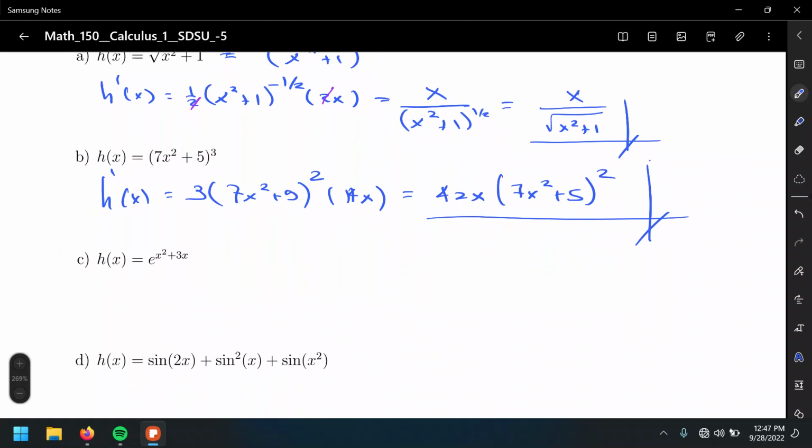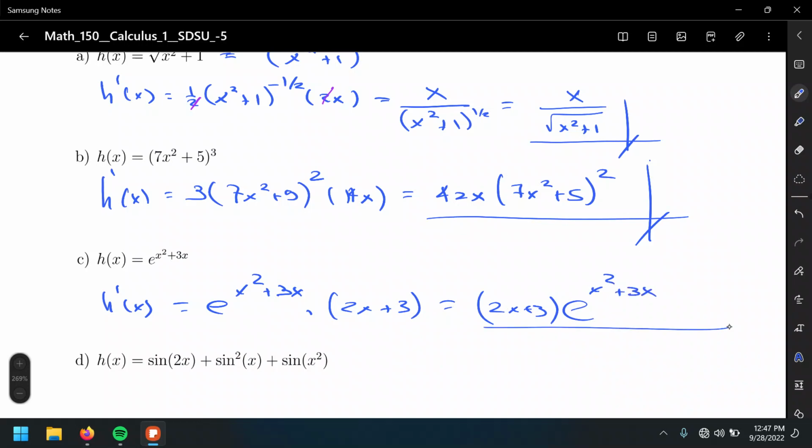What about the derivative of the exponential? Okay, h prime of x. What's the derivative of the exponential? Remember how the derivative of the exponential is itself? The exponential e to the x squared plus 3x, and then well times the derivative in this case of the function that we have in the exponent. What's the derivative of x squared plus 3x? 2x plus 3. Well, let's just write this in the front, (2x plus 3) e to the x squared plus 3x, and we're done.